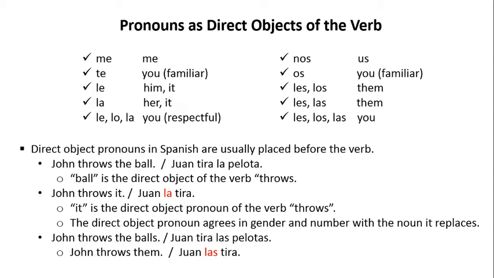Direct object pronouns in Spanish are usually placed before the verb. For example, John throws the ball. Juan tira la pelota. Ball is a direct object of the verb throws. Now, John throws it. Juan la tira. It is a direct object pronoun of the verb throws. The direct object pronoun agrees in gender and number with the noun it replaces. As an example, John throws the balls. Juan tira las pelotas. Now, John throws them. Juan las tira. Note the agreement in gender and number that we have here in this example.